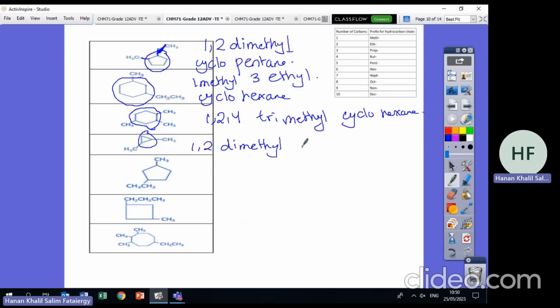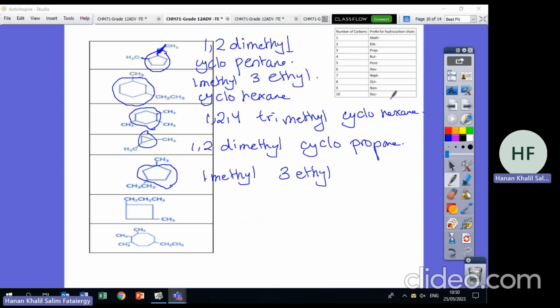Okay, now this one is cyclopropane, 1,2-dimethyl cyclopropane. Okay, this one is cyclopentane. At 1 I have methyl, and at 3 I have ethyl. I know that this is ethyl because it has 2 carbons. Okay, be careful. 2 carbons means ethyl. And in the branches, we use alphabetical order, okay? 1 methyl, 3 ethyl, and then I will say cyclopentane.